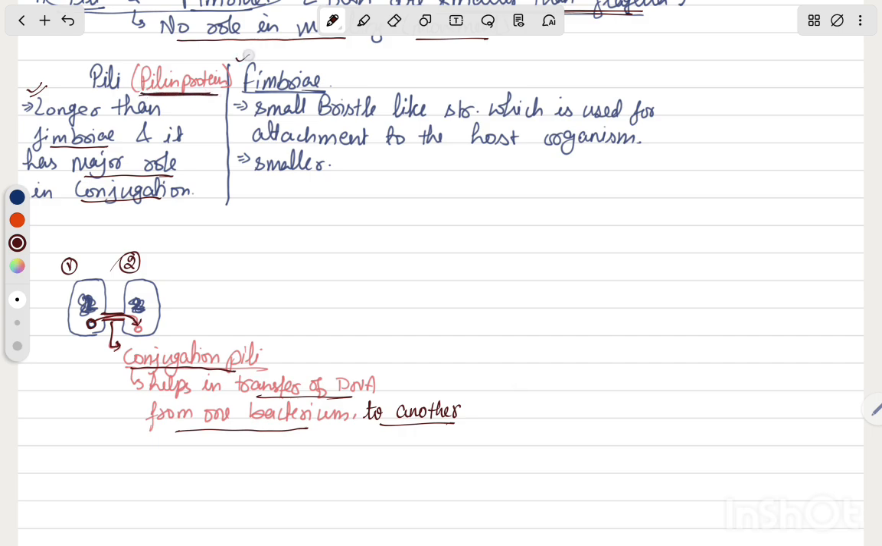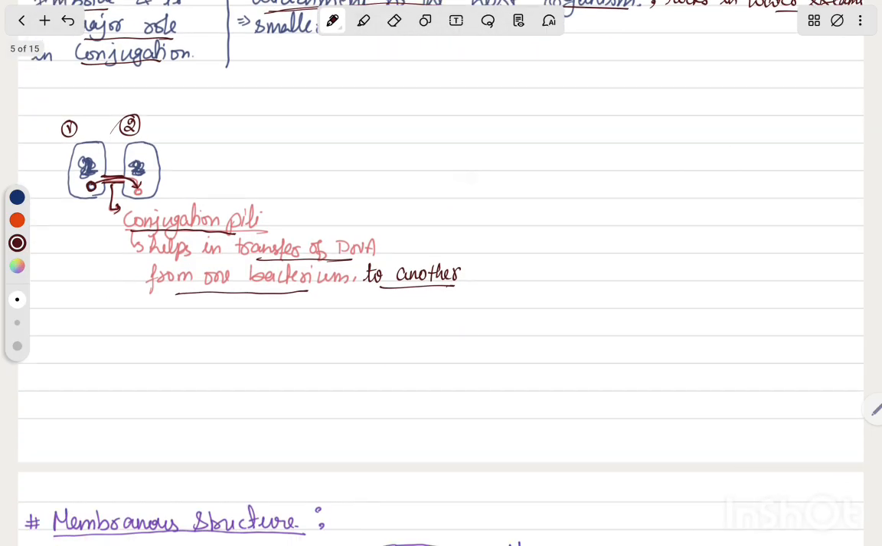The second structure is fimbriae. Fimbriae, as compared to pili, is a smaller structure, right? It is a small bristle-like structure which is used for attachment to the host organism or maybe to rocks in water streams. So, in simple language, the function of pili is conjugation and the function of fimbriae is attachment. Suppose that is the surface of a rock and this bacterium wants to attach to this rock. So fimbriae helps in attachment to the rock and pili helps in conjugation.